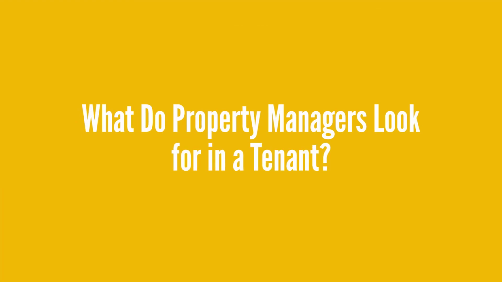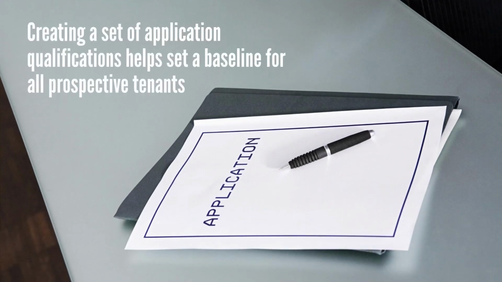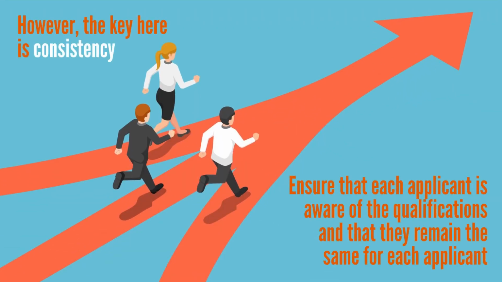Before landlords ever list a property for rent, they must establish these written guidelines for how to choose the best tenant. Creating a set of application qualifications helps set a baseline for all prospective tenants. However, the key here is consistency. So ensure that each applicant is made aware of the qualifications and that they remain the same for each applicant.